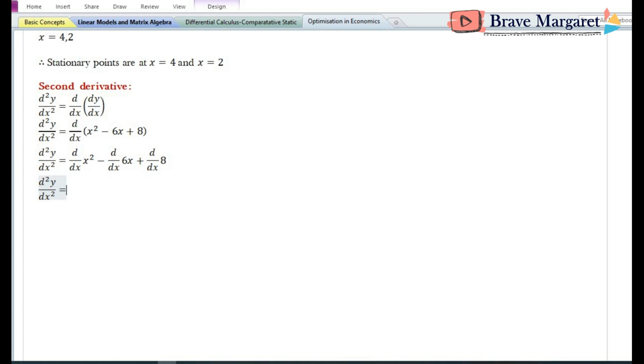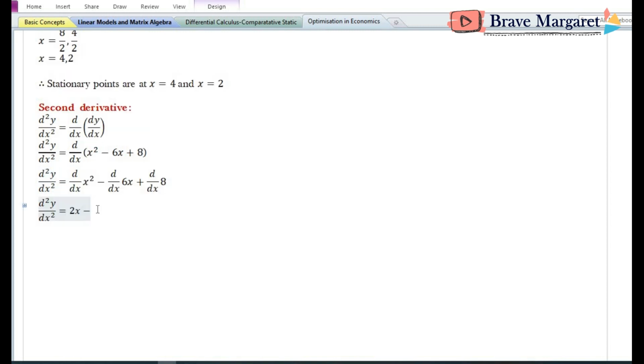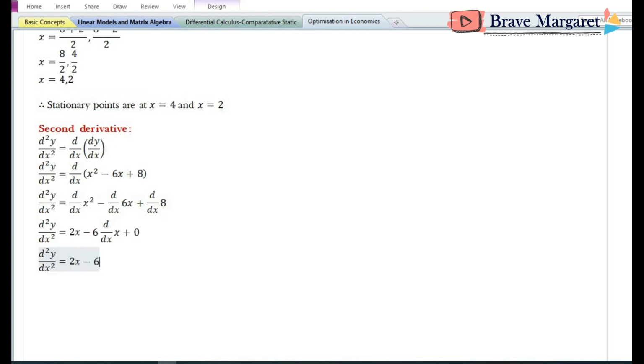Applying the power function rule, the derivative with respect to x of x squared is equal to 2x. Minus, applying the constant times a function rule, the derivative with respect to x of 6x is equal to 6 times the derivative with respect to x of x, plus the derivative with respect to x of constant 8 is equal to 0. So we get 2x minus 6, since the derivative with respect to x of x is equal to 1, and 6 times 1 equals 6.